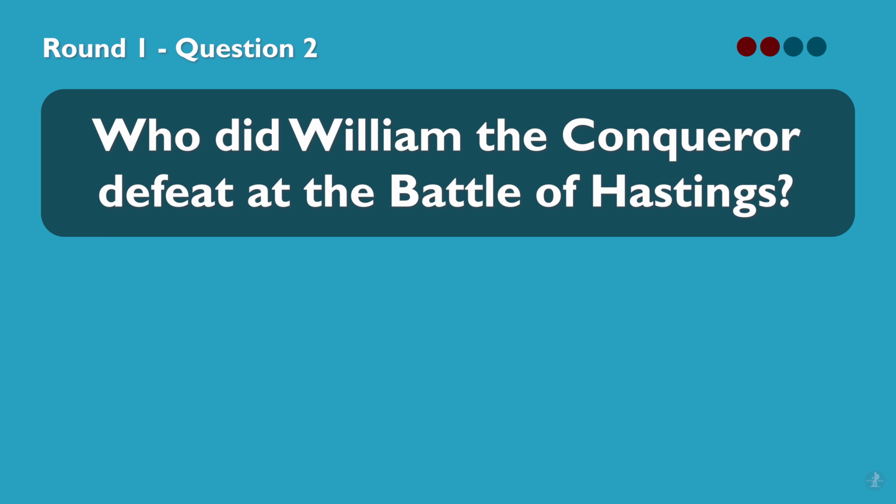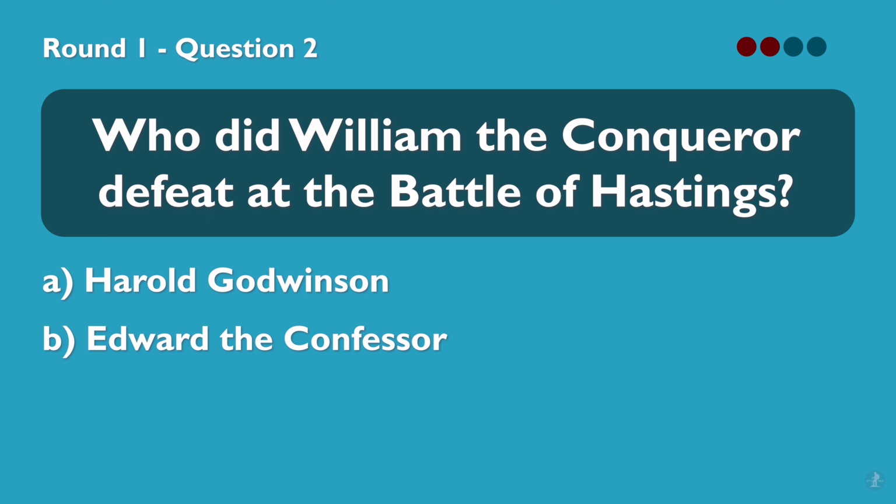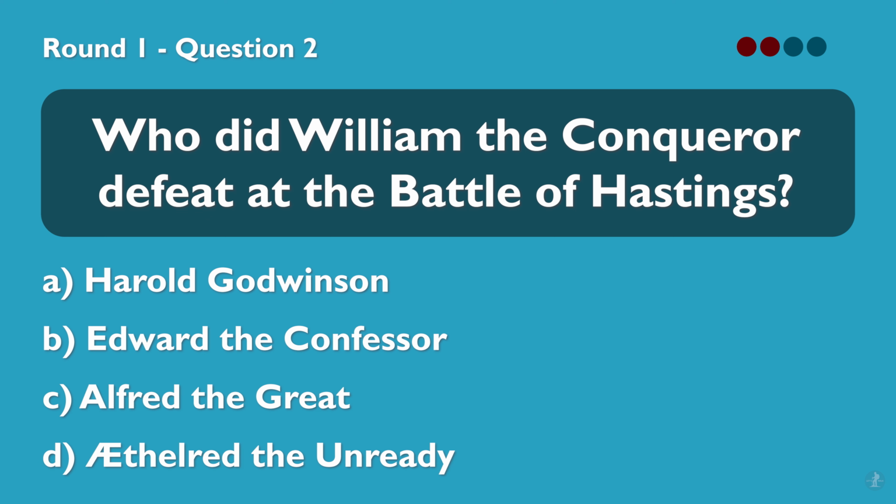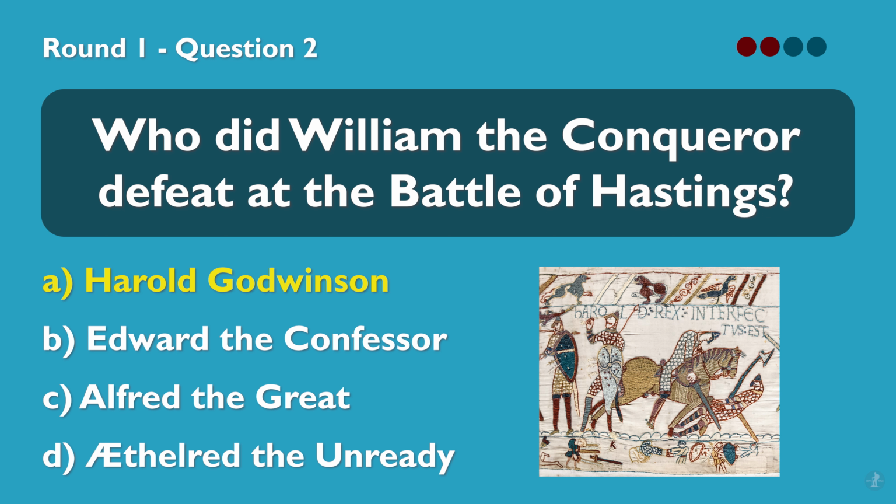Question 2. Who did William the Conqueror defeat in battle to take victory at the Battle of Hastings? Was it A. Harold Godwinson, B. Edward the Confessor, C. Alfred the Great, or D. Ethelred the Unready? The answer is A. Harold Godwinson, who'd been ruling as the Anglo-Saxon King of England since the 5th of January 1066, having succeeded the previous king, Edward the Confessor.